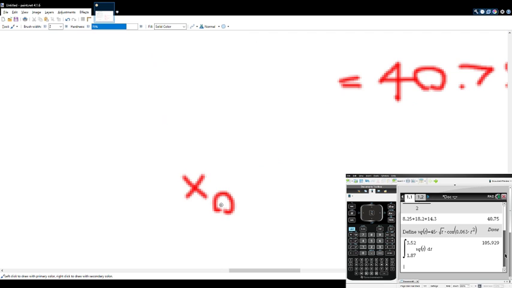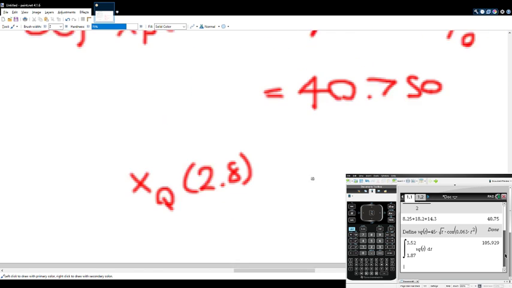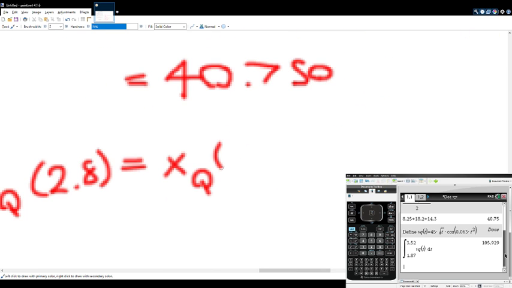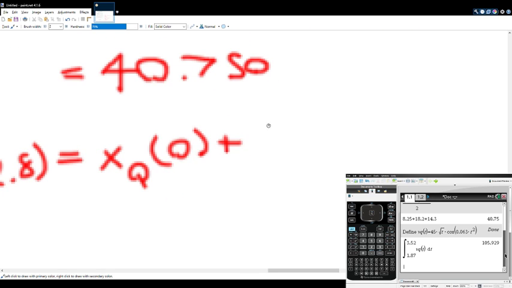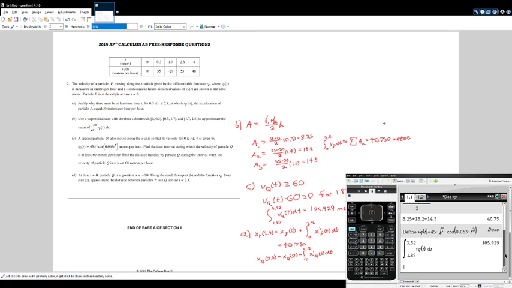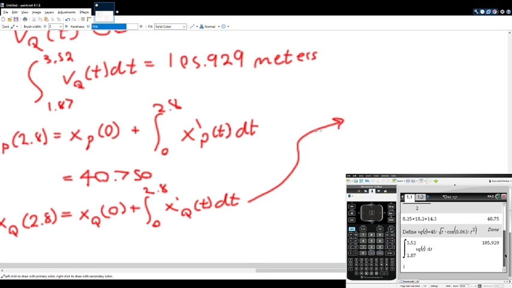and xq at 2.8 is equal to xq at 0 plus the integral from 0 to 2.8 of vq, or we'll say x prime of q of t dt. Sadly, you can't just integrate that and get your answer, because it explicitly says use your answer from part C, which I hate, but you have to do that. So we're going to work this integral out using our answer from part C.